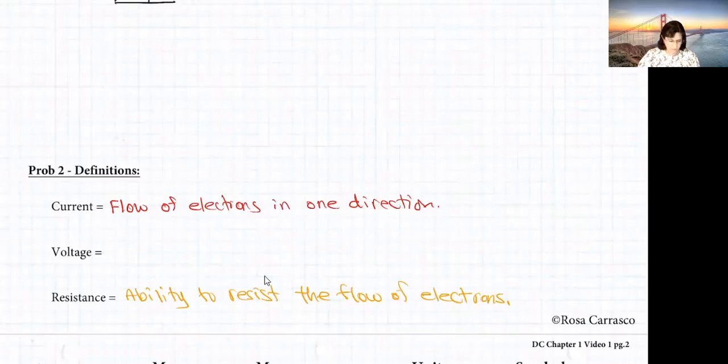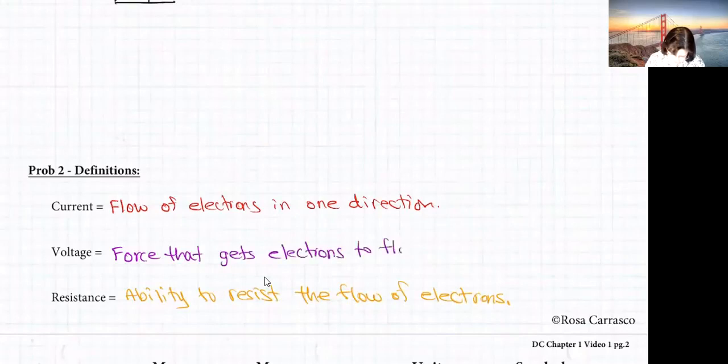Okay. Then the voltage is going to be the force, the force that gets electrons to flow. In the river analogy, the way you would think about it is like a dam. Pretend that somewhere in the river there's a dam, and you can control how much water, or how much force, is flowing. You can manipulate how much water goes through the river.